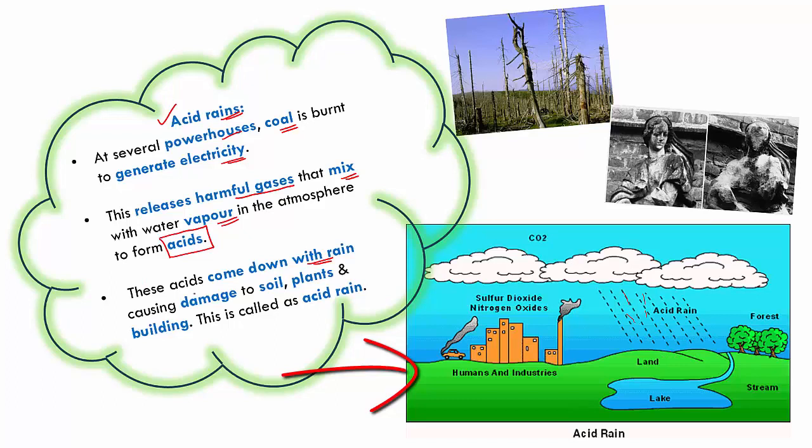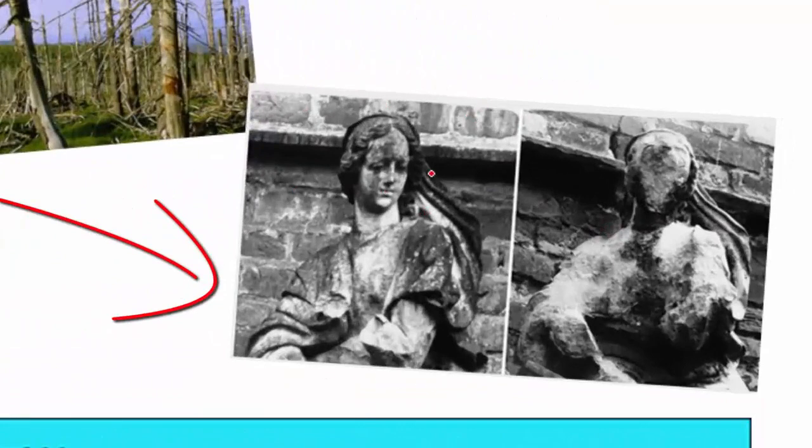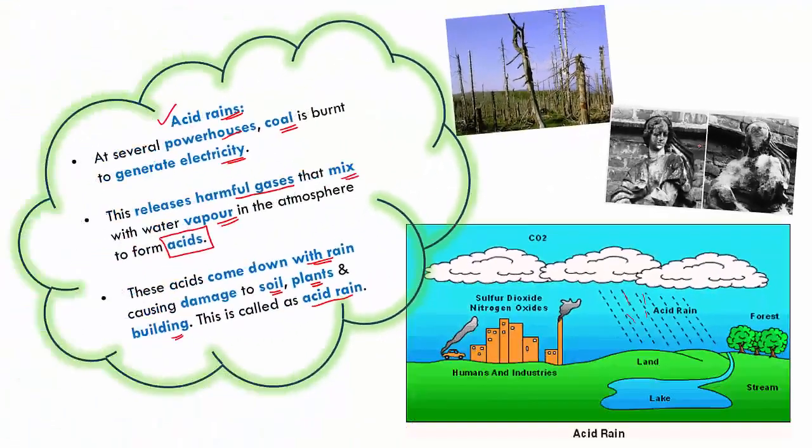This acid rain can cause a lot of damage to soil, to plants and to buildings. This is called acid rain. So if you see here, plants die, and this is the massive amount of damage that acid rain can do to monuments. This is a historic monument, and you can see over the years because of acid rain how it has become misshapen. Something that was so beautiful, you can hardly make out what it is. So acid rain isn't something that we can ignore. You can see the amount of damage that it can do to our environment.